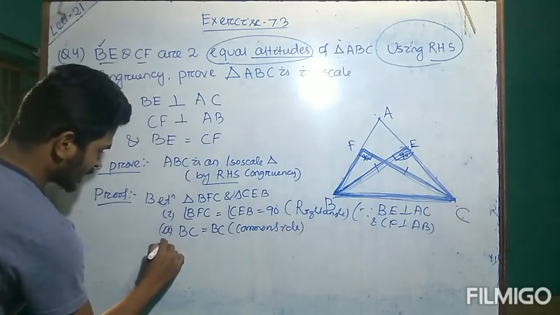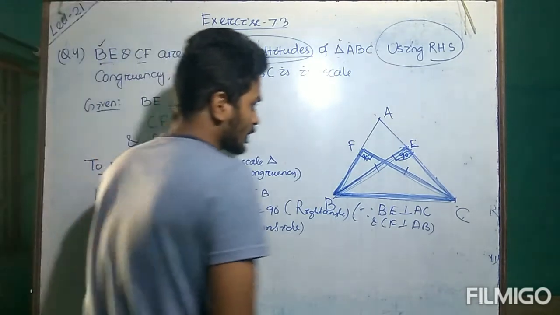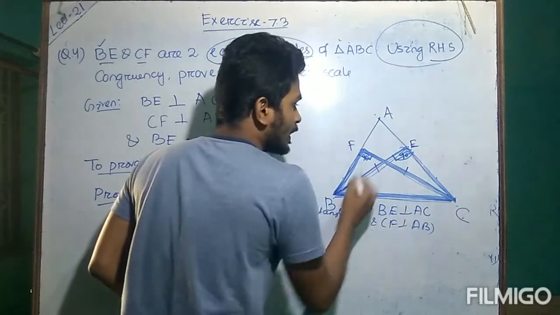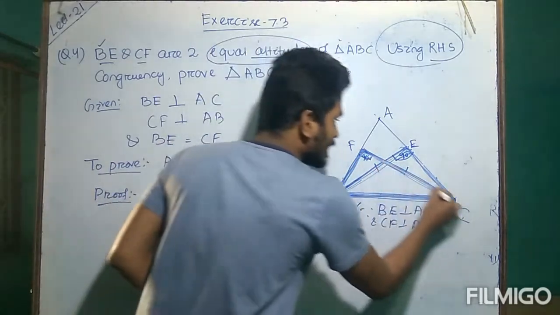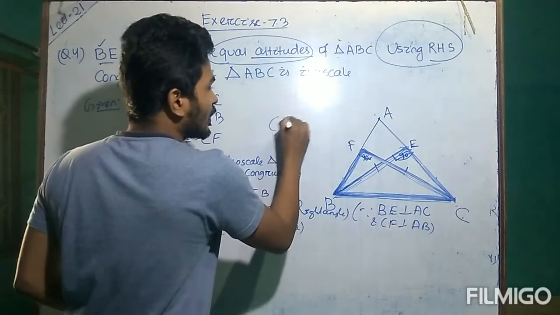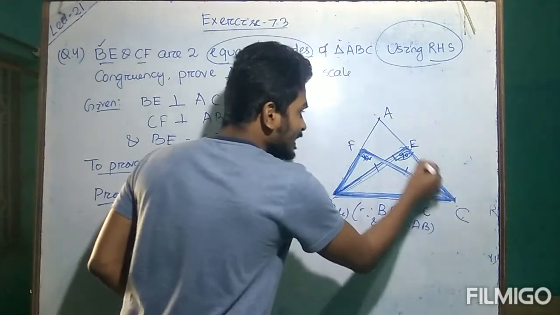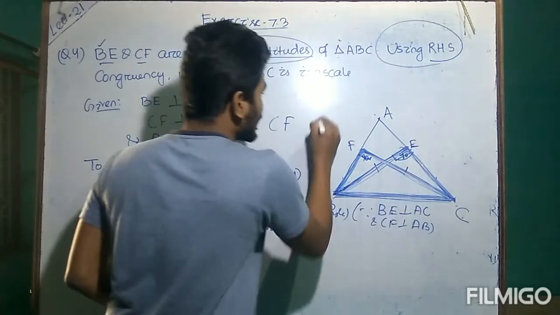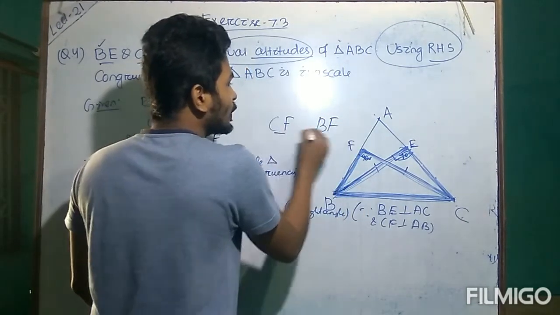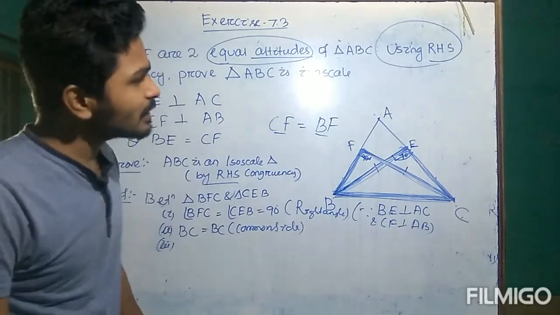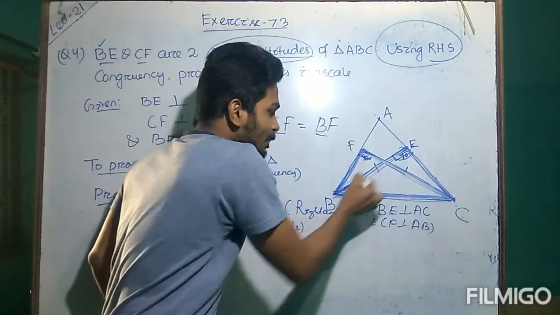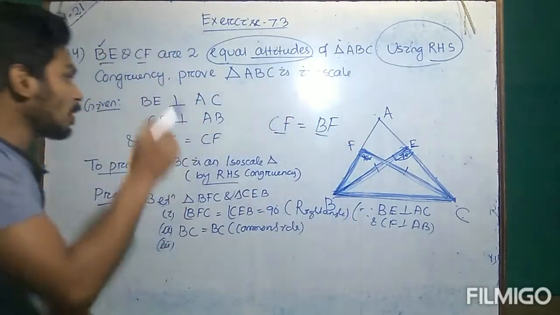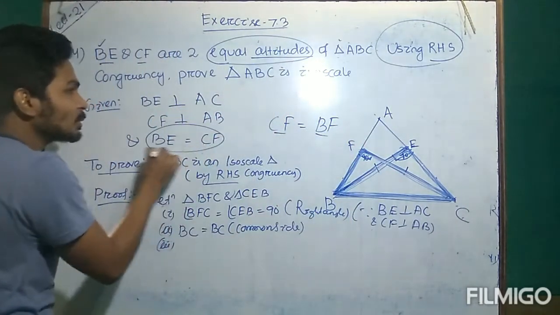Right? The third condition is for the triangle BFC, this distance FC, or you can say CF, and for the triangle CEB, this distance BE. Both are equal. Why? What is the reason that both are equal? Because BE is an altitude, CF is an altitude, and already it is given that BE is equal to CF.